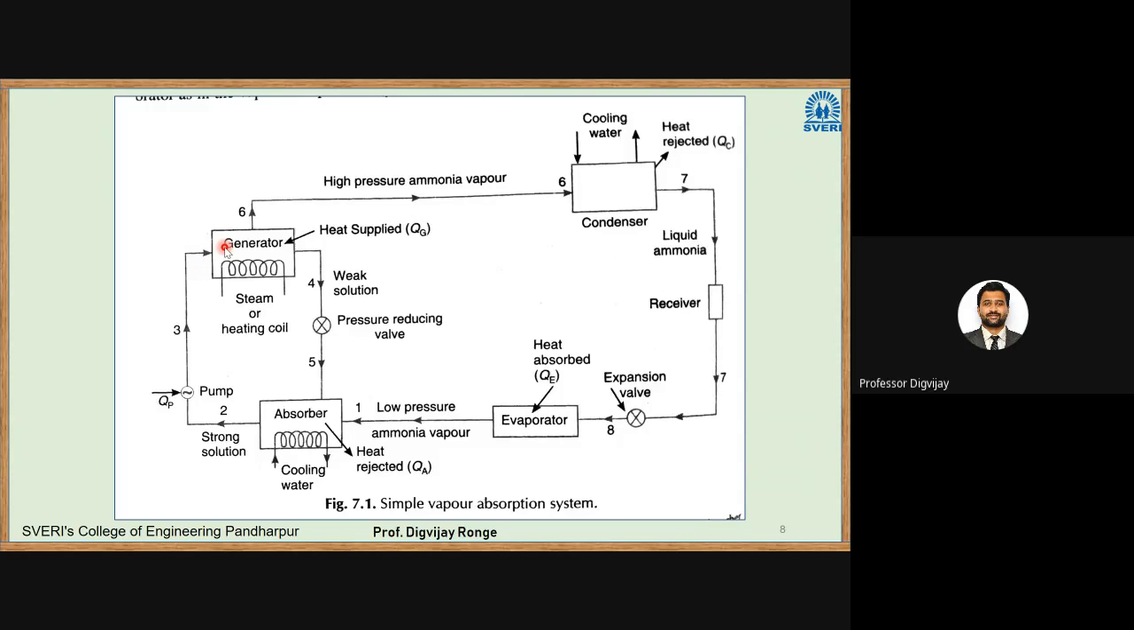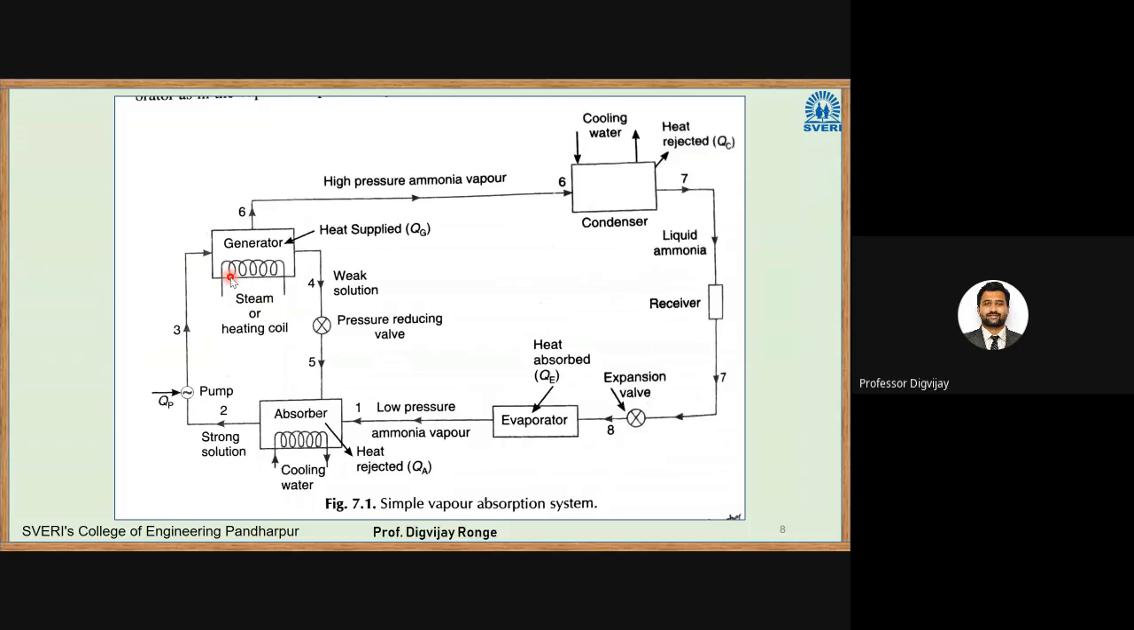Now we are at the generator. This is not our diesel generator. This generator means we are giving some external heat to it. In this case, they have used heating coils, in which I will pass steam. The steam or heating coil will be used to transfer heat to the generator. So we are increasing the temperature by passing heat to the generator. In this case, what will happen to this strong solution of aqua ammonia? Because of their differences in boiling point.